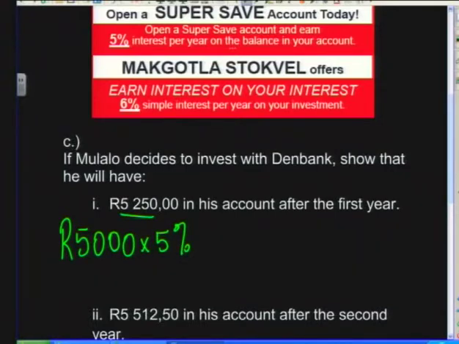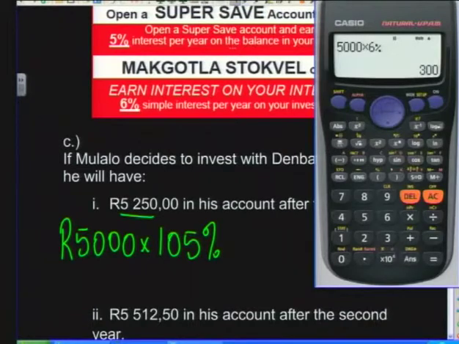Remember, guys, when I increase by a percentage, I often say, well, let's times by 105% and do it in one step. Okay, so let me show you on the calculator. So we have 5,000 times 105%, and we get our answer 5,250. So that's our answer. Perfect.